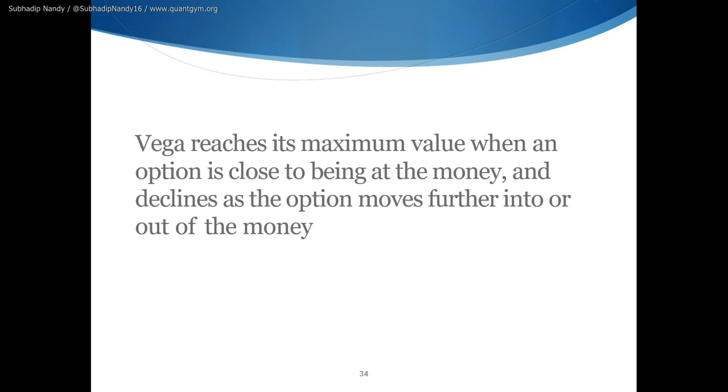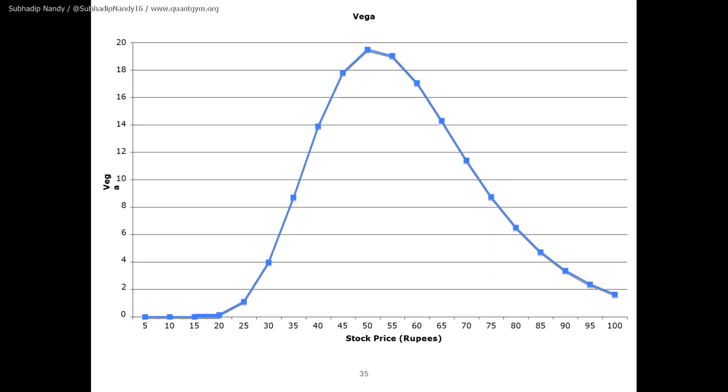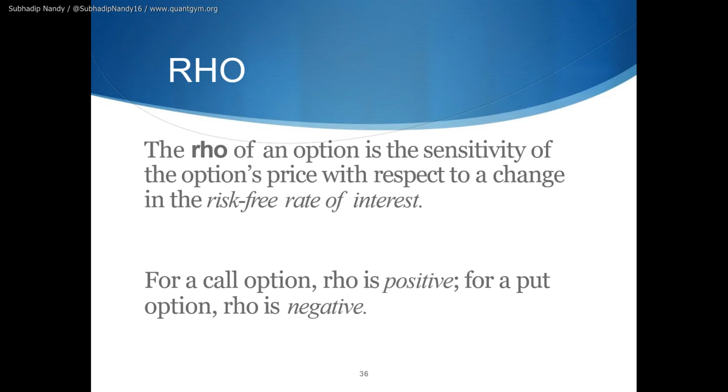Vega reaches its maximum value when an option is close to being at the money and declines as the option moves further into or out of the money, just like gamma. At the money options have the biggest Vega impact. In the money and out of the money options, Vega impact will be lower, because again, time value is the biggest at the money. This is basically the Vega curve. If you see, the highest point is at 50, which is actually the ATM strike price. So Vega is the highest there. It goes down as you go OTM or as you go in the money.